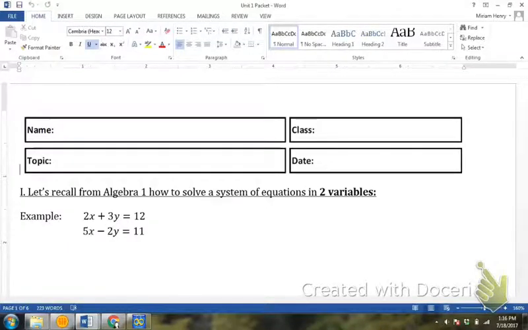All right, we're going to call this lesson 1.1, system of three variables.